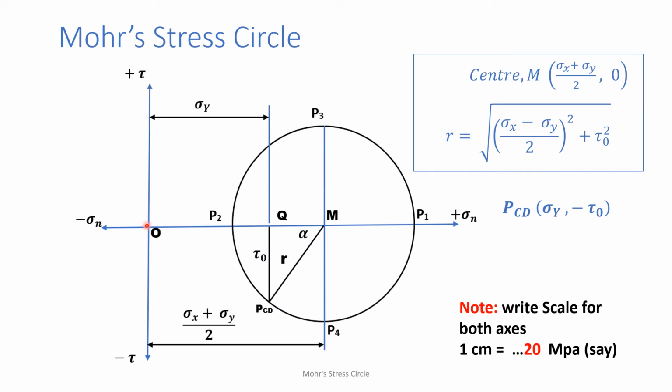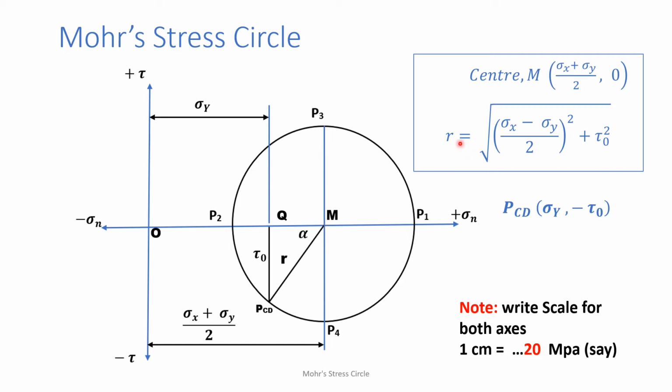Now for the construction, draw the abscissa segment or x-axis, and the ordinate or y-axis is positive tau. This is the origin. Now we know the M coordinates: sigma x plus sigma y by 2, comma 0. Zero means it will always be on the sigma n axis. So taking this distance as sigma x plus sigma y by 2, you locate the position of M. So the center of the Mohr circle is located.